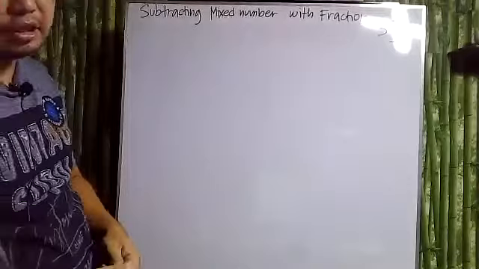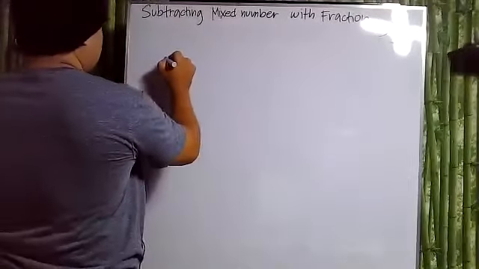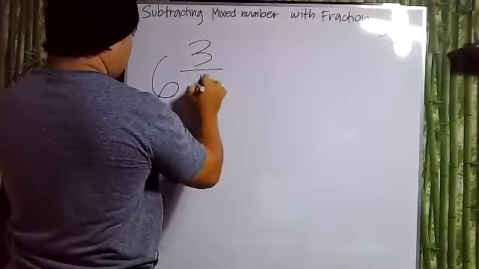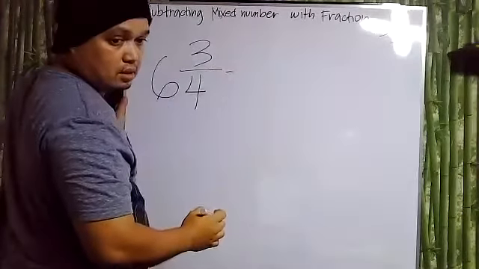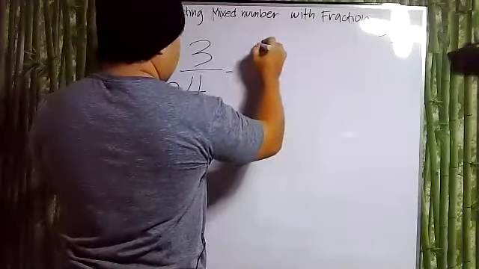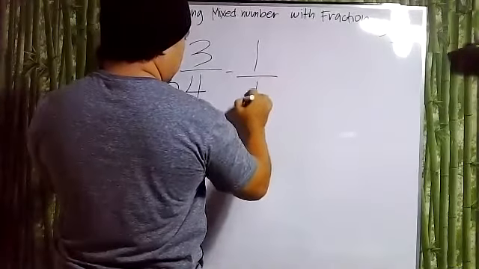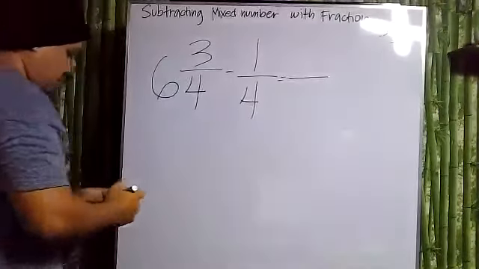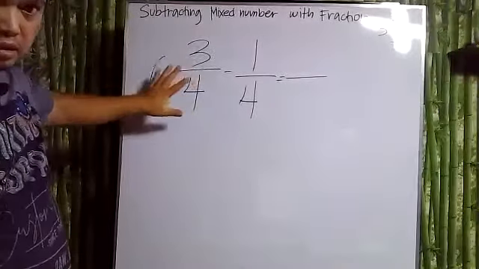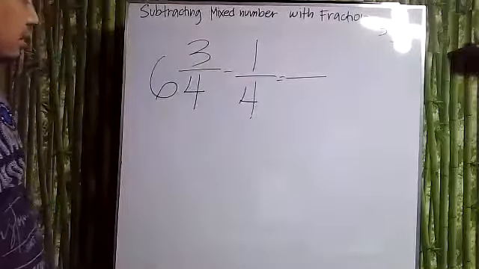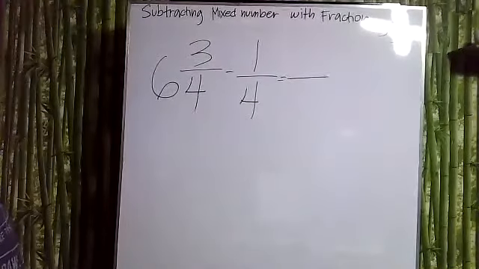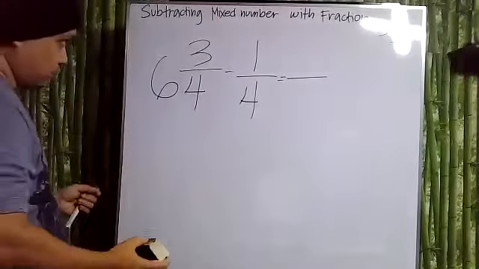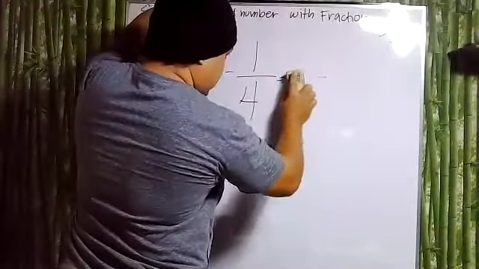Let's have 6 and 3/4 minus 1/4. Subtracting a mixed number with a fraction. Now just subtract the whole numbers and subtract the fractions. We are dealing here with similar fractions.